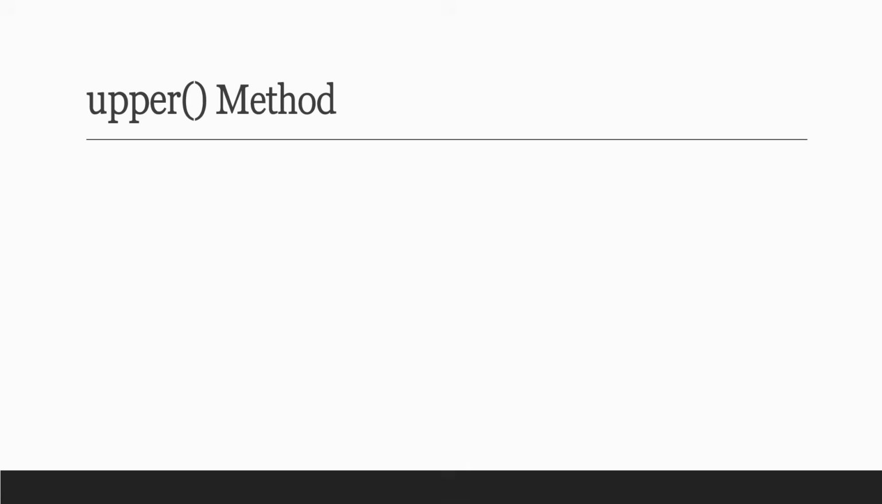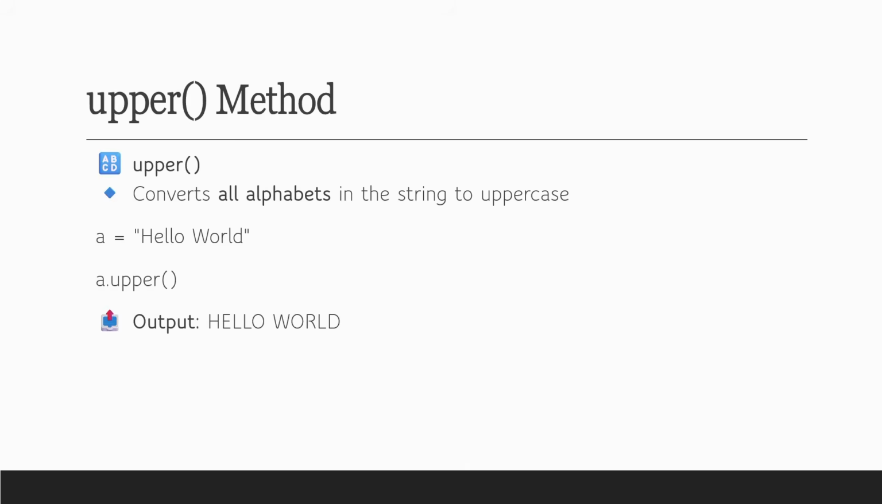Upper method. The upper method works opposite to the lower method. It converts all the letters in a string to uppercase. This method is useful when we want to highlight text or display it in capital letters.